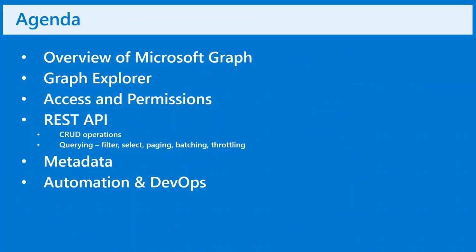Let's get going. This is the agenda for today. We'll start with an overview of Microsoft Graph, what it is, and also an overview of Graph Explorer, so you get familiar with that one. Then we'll get into the topics about access and permission, how to interact with it. Then look into the REST API to do the CRUD operations, how to do the querying, etc. At the end, we'll look into the metadata, how you can navigate in the graph here. And I'll show you at the end what you can do with automation and DevOps, how you can make use of Graph in those areas.